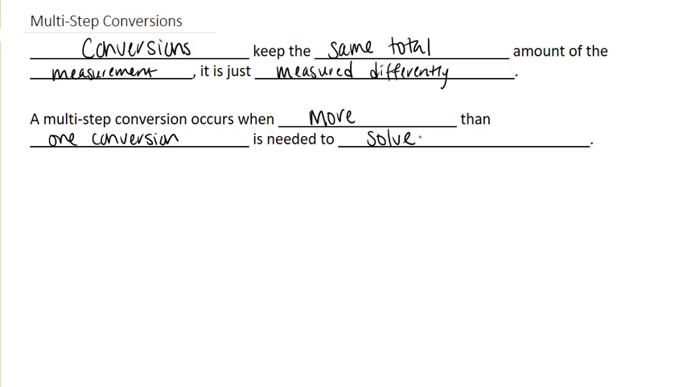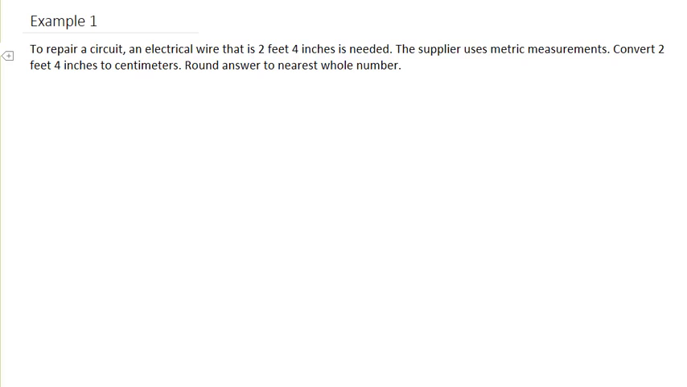So let's go over an example. Example 1. To repair a circuit, an electrical wire that is 2 feet 4 inches is needed. The supplier uses metric measurements. Convert 2 feet and 4 inches to centimeters. Round answer to the nearest whole number.